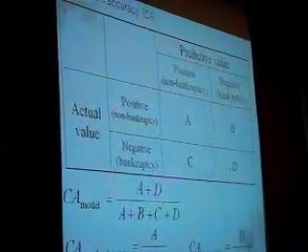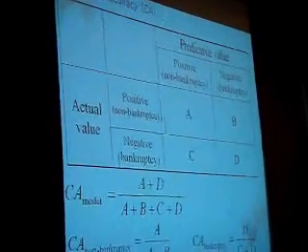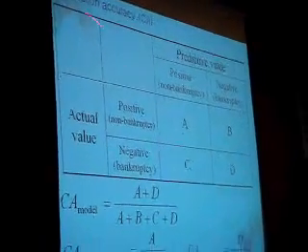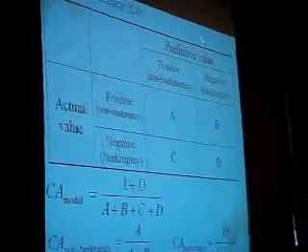Classification accuracy. This is an actual value. That is the predicted value. Then we have CA model, CA non-bankruptcy, and CA bankruptcy.